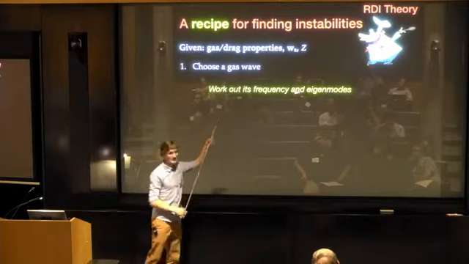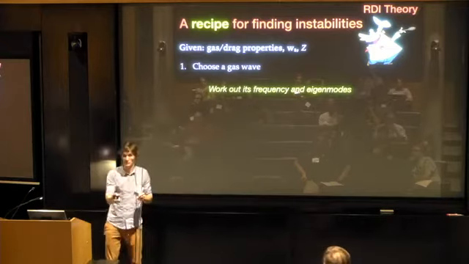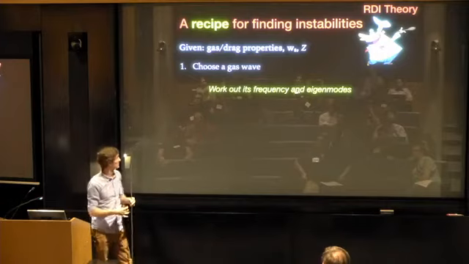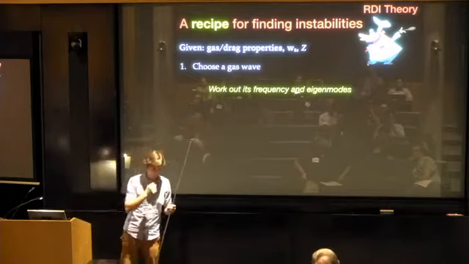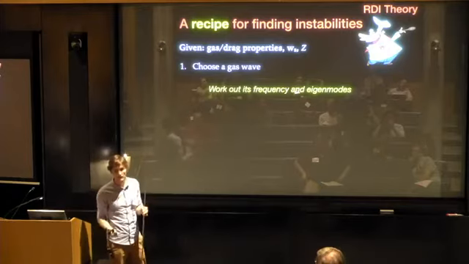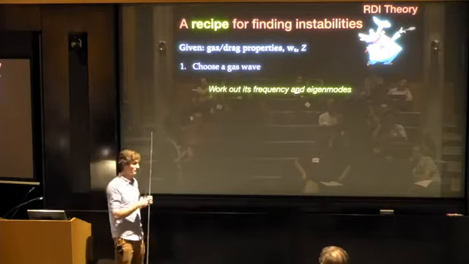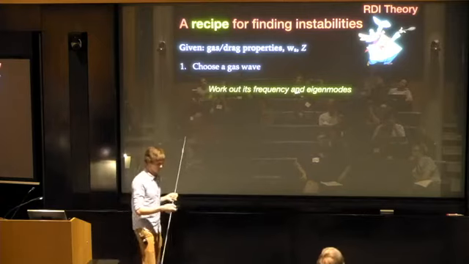First step is to choose a gas wave that you care about. So whatever you choose here is going to change the instability that you care about. And then you work out the frequency and the eigenmodes of this gas wave. So this could be sound waves, could be MHD waves, could be inertial waves, and I'll come back to that one later, of course, for disks.